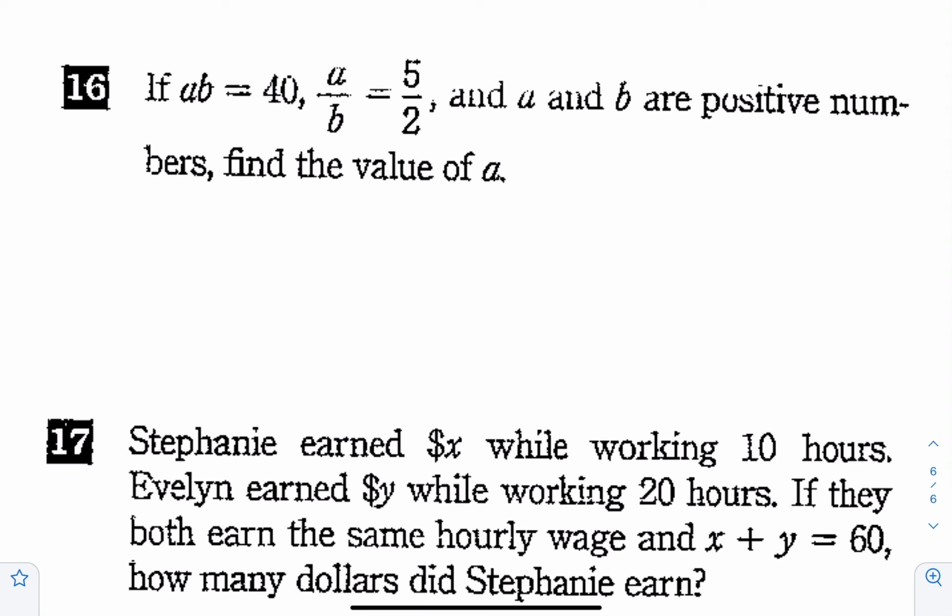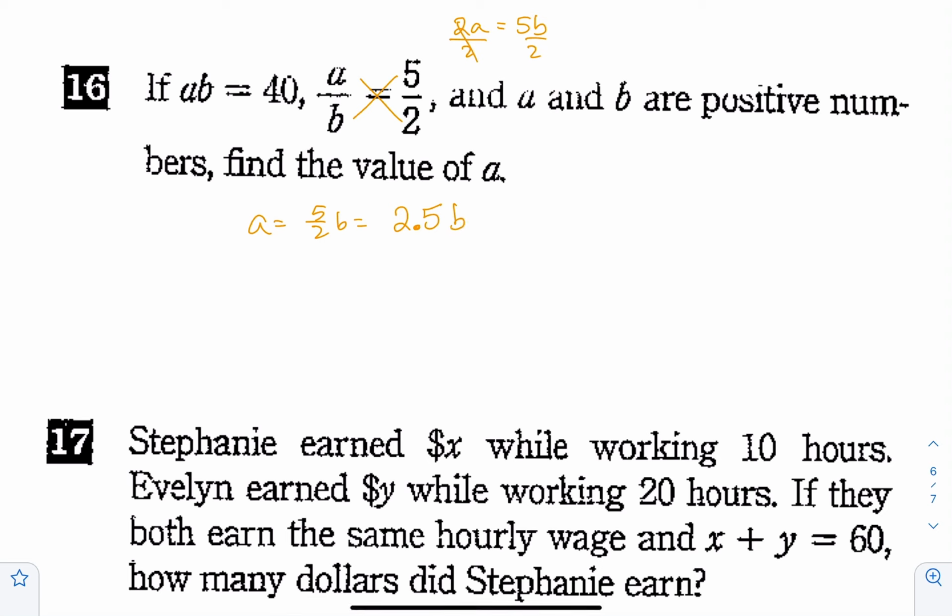Next, for number 16, if AB is equal to 40 and A divided by B is equal to 5 over 2, and A and B are positive numbers, find the value of A. So what you can do here is cross multiply. You have two fractions and they're equal to one another. You should always cross multiply. That gives you 2A is equal to 5B. And if you divide by 2, you get that A has to be equal to 5 over 2 B, or 2.5B.